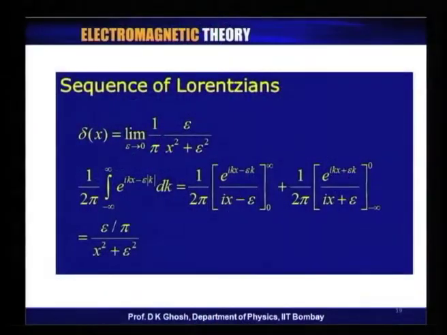Well, we could go on. For instance, a delta function can also be viewed as a sequence of a Lorentzian function. This function is called a Lorentzian function, epsilon by x square plus epsilon square. Let this epsilon go to 0. You can again find another integral representation of the delta function here.